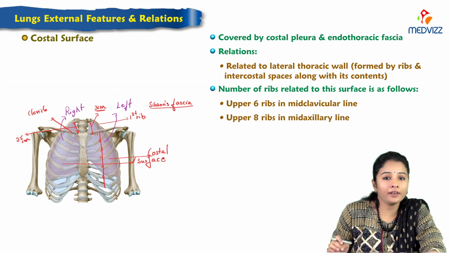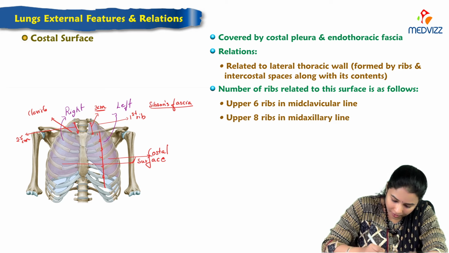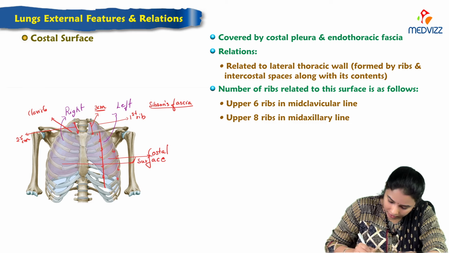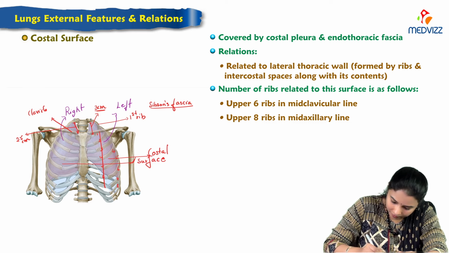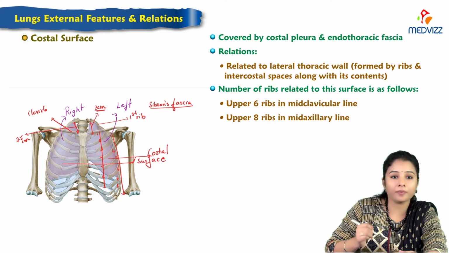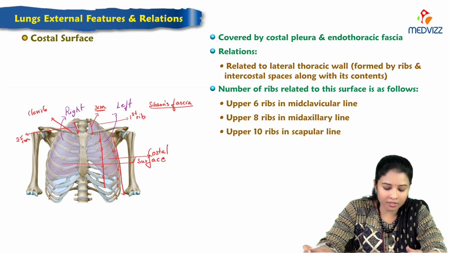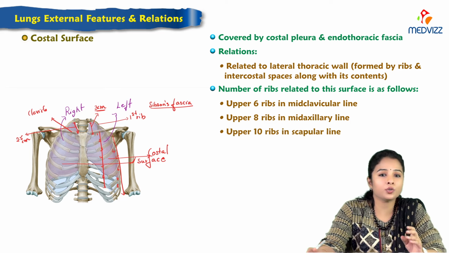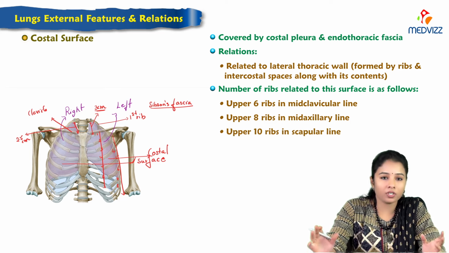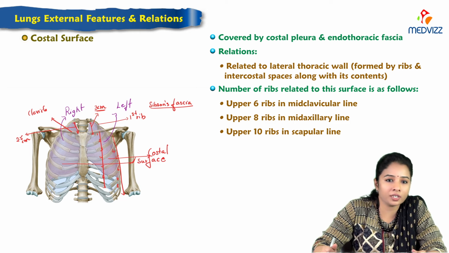Then the upper 8 ribs in the mid axillary plane. So from here 1, 2, 3, 4th is here, 5th, 6th, 7th and 8th. So this is the mid axillary plane. Whereas posteriorly in the scapular region, it is related to the upper 10 ribs. So that is how we can demarcate the costal surface into relations with the ribs.